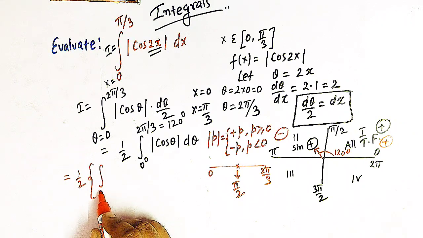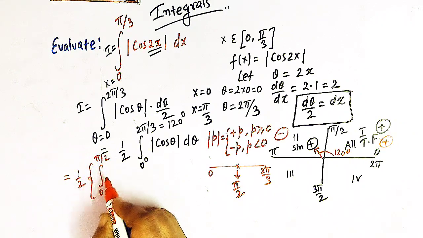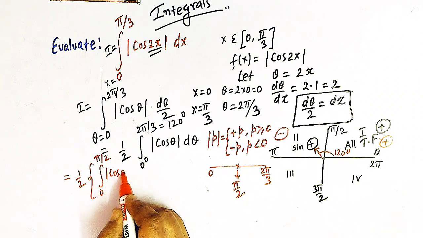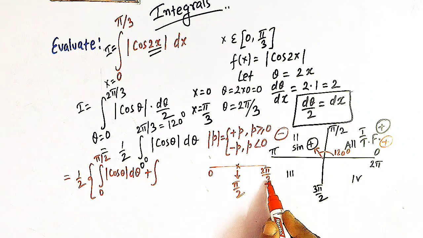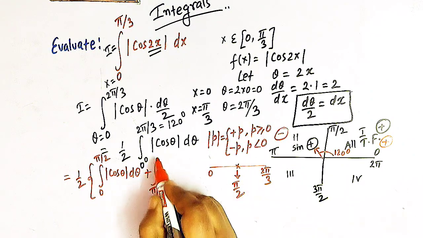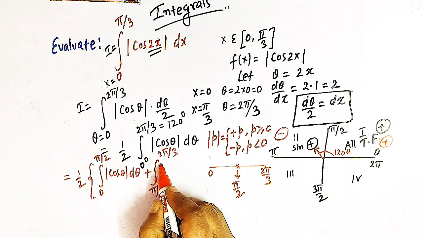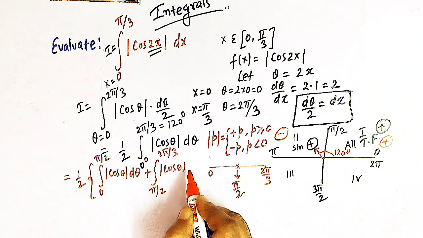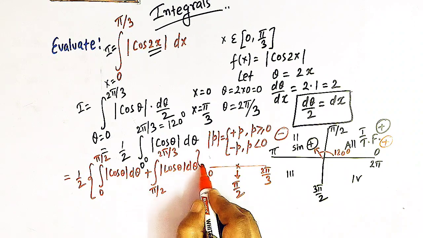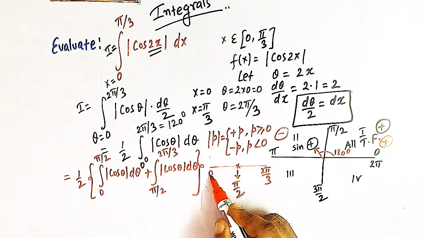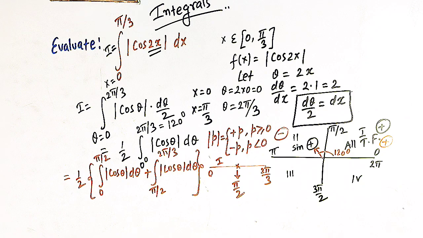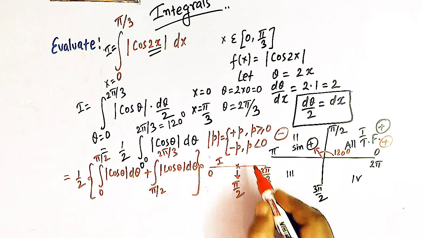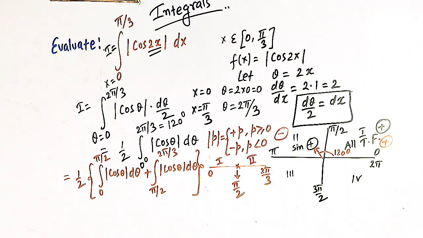That is, one is from 0 to pi by 2, then we have mod of cos theta d theta. Then here we have from pi by 2 to 2 pi by 3, and again mod of cos theta d theta, right? So when we go from 0 to pi by 2, it means we are in the first quadrant, right? And when we go from pi by 2 to 2 pi by 3, we are in the second quadrant, right?